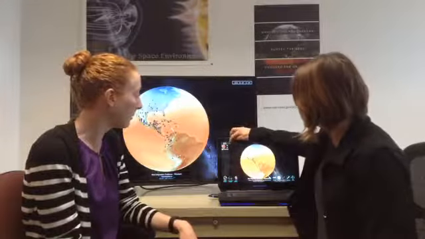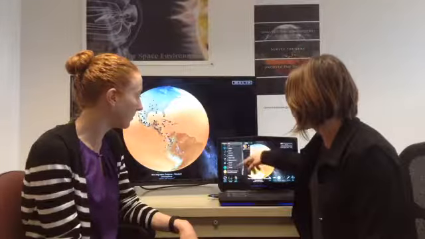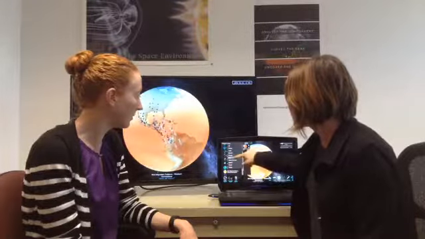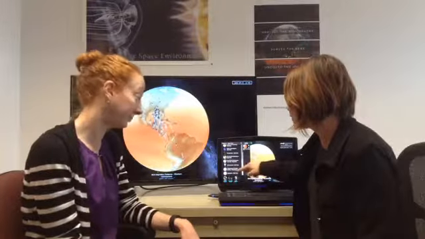So since we're looking at land surface temperature, why don't we go into looking at land temperature as it's changed, so the temperature anomaly. And it's been really warm.